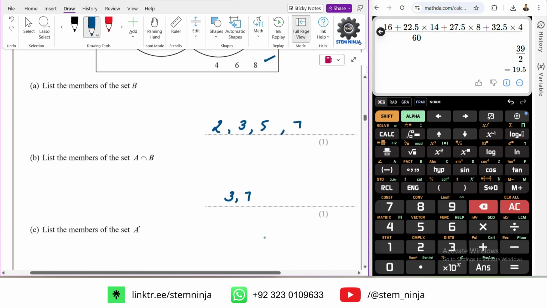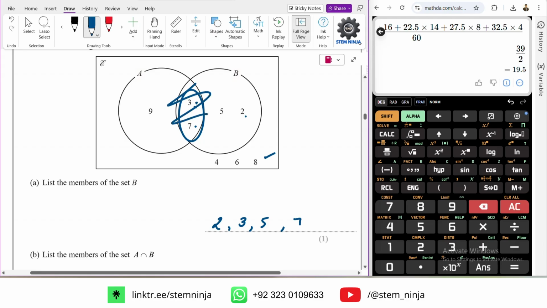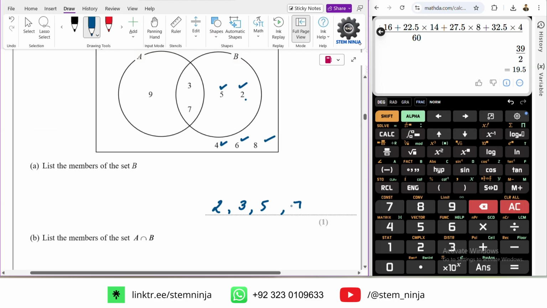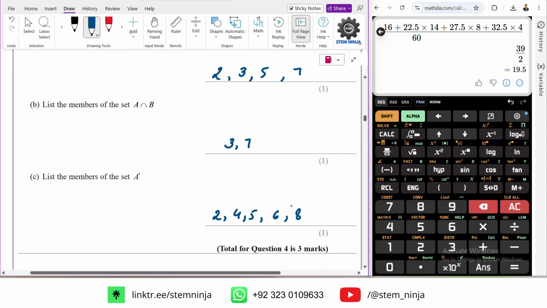List the members of the set A complement. So everything that is not part of A is 2, 4, 5, 6, and 8. Yes, that's it. That was the little question. Let's move on to the next one.